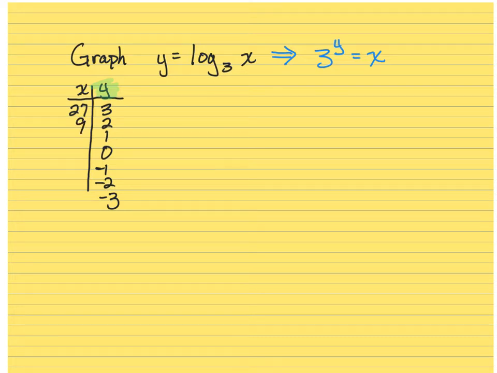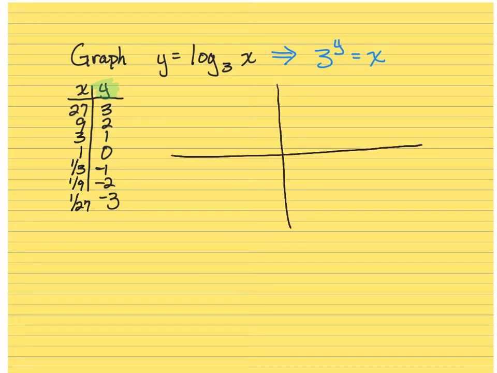3 to the second is 9. 3 to the 1 is 3. 3 to the 0 is 1. 3 to the -1 is 1/3. 3 to the -2 is 1/9. And 3 to the -3 is 1/27. And so when I go to graph these things, now I just plot them.